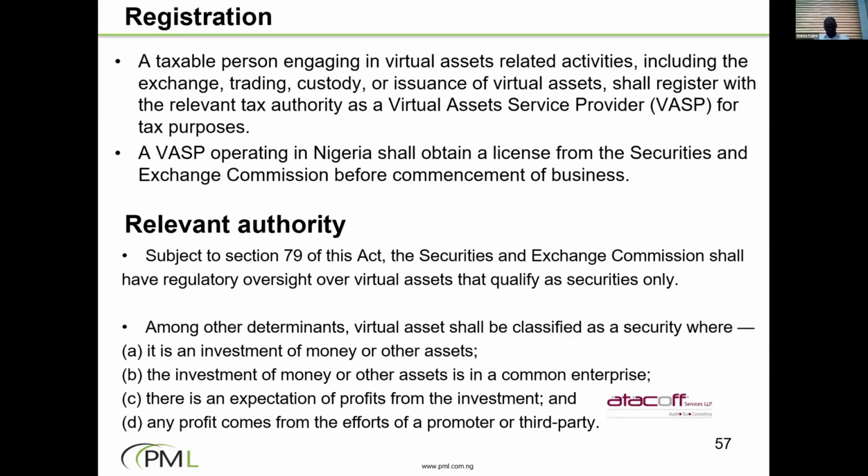Please, if you are running any of those platforms, you are a virtual asset exchange, you have a trading platform, you have a custody, please, you are expected to register with the Nigeria Revenue Service Authority.